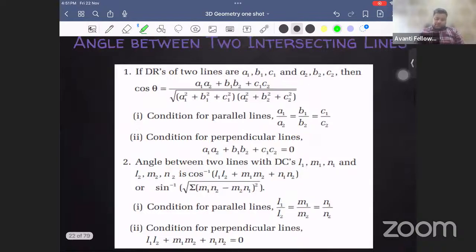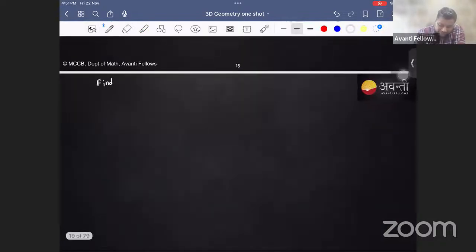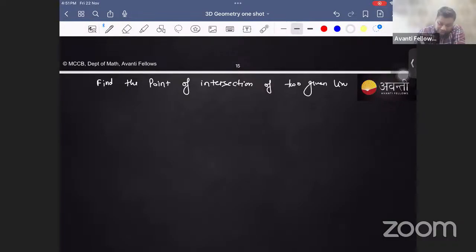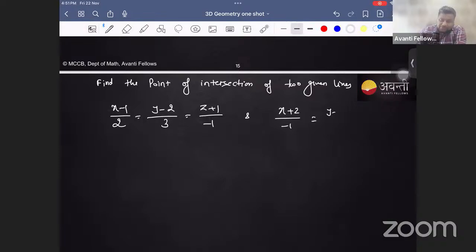Now, let's do one question. Find the point of intersection of two given lines: (x minus 1)/2 = (y minus 2)/3 = (z plus 1)/minus 1, and (x plus 2)/minus 1 = (y plus 2)/minus 3 = (z minus 3)/4.